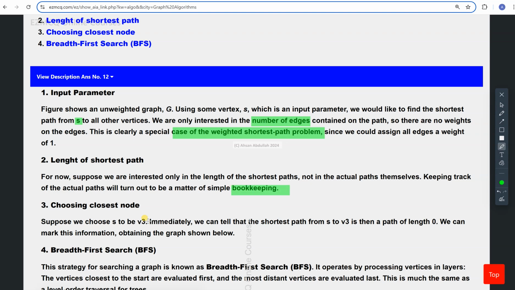Just recording the stuff. So choosing the closest node. Suppose we choose V3. Okay, and then we go from S to V3, and the path is of length 0. We can then mark this information and keep on moving. So the breadth first search operates.